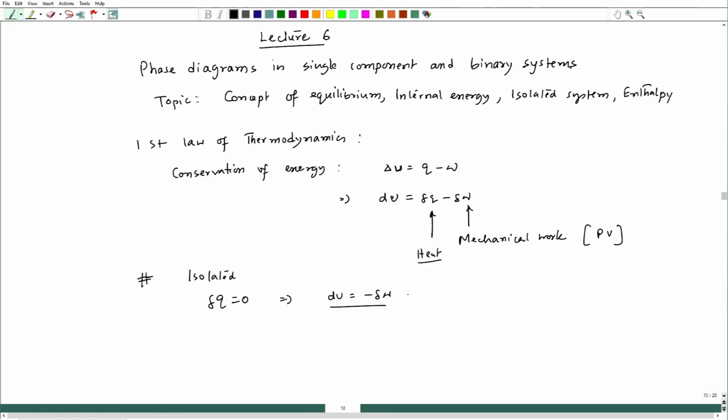Even if the work is done on the system, a similar type of equation will evolve. Now, once we have this, you can see that the system cannot exchange heat with the surrounding, but still it does work. We have considered that energy cannot be created or destroyed. The only possibility is that energy can transform into another form.